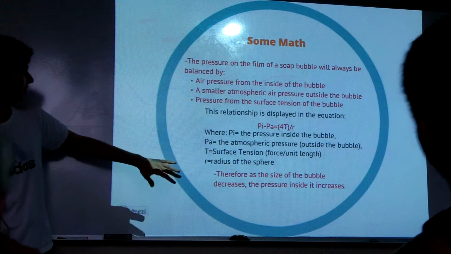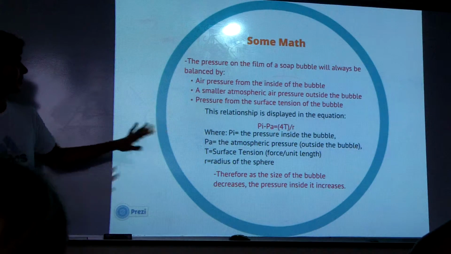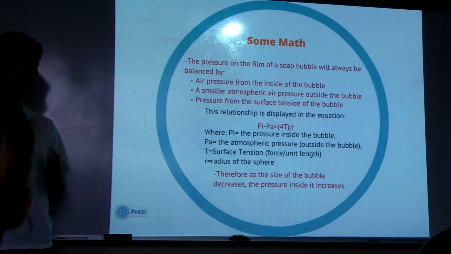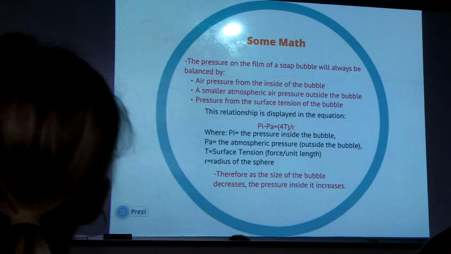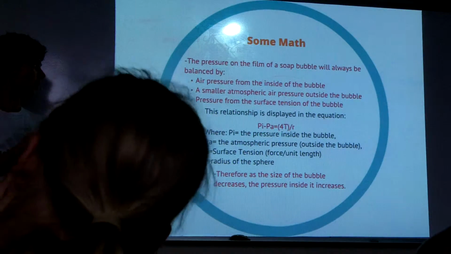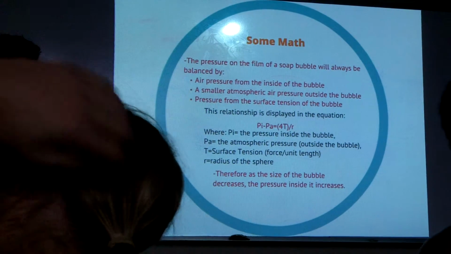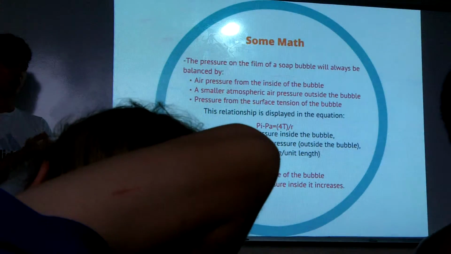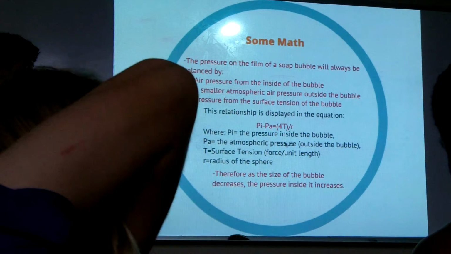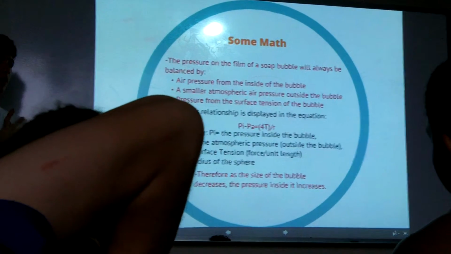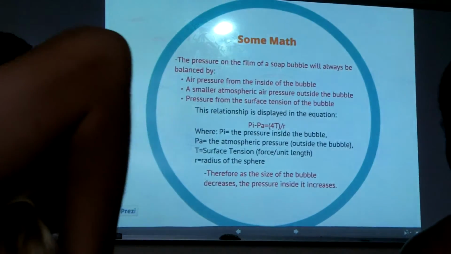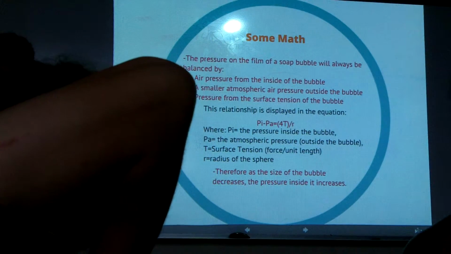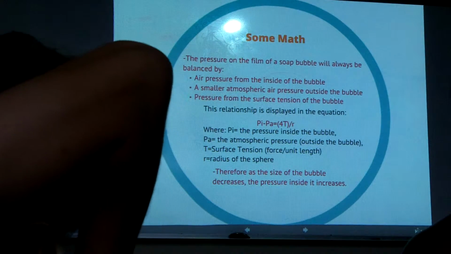So what's important here is the stuff in this reddish pink. Basically, the film of the soap bubble will always be balanced by the air pressure inside the bubble and the air pressure outside the bubble, which is smaller than the pressure inside. To balance that out, the atmospheric air pressure on the outside needs help from the surface tension of the bubble, which is why you need soap, so that the surface tension pushes in with the atmospheric pressure, so that your bubble, once you've blown it, doesn't get bigger or smaller. It just stays the same size.